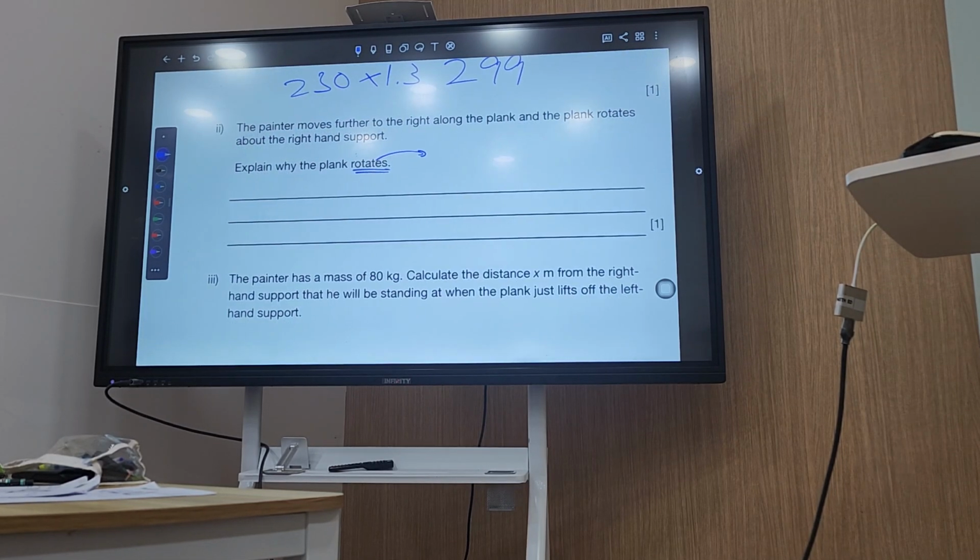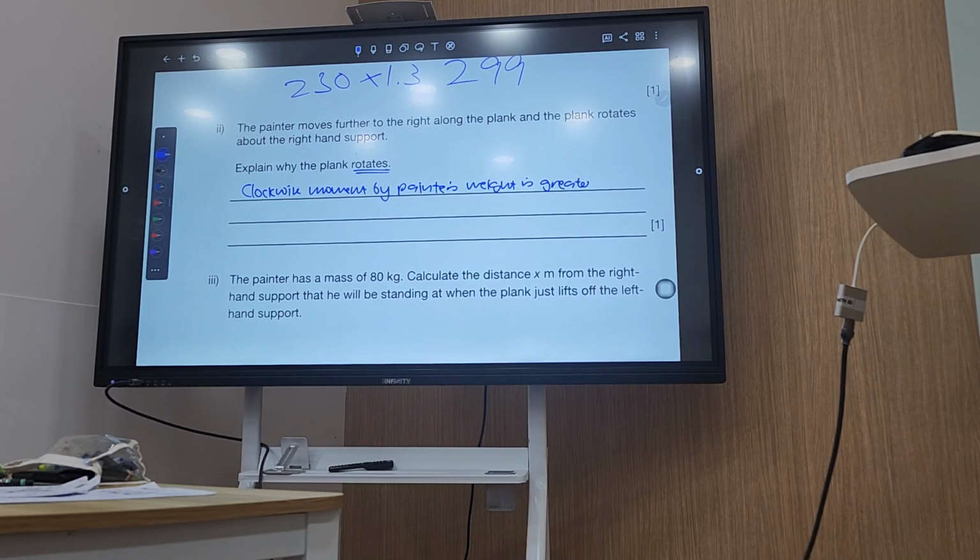So we are going to say that the clockwise moment by painter's weight is greater than the anti-clockwise moment by plank about the right hand support.